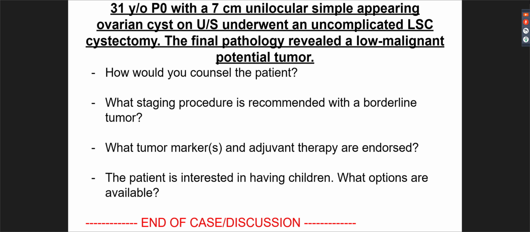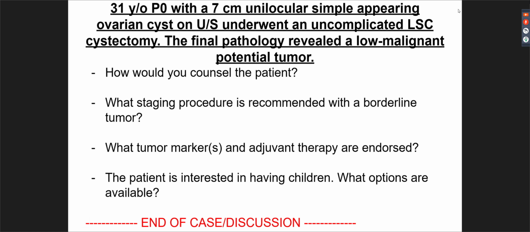Apparently, there's new evidence or data, and of course, you never say data on this exam, regarding the risk of recurrence of borderline tumor with postmenopausal hormonal therapy. Although some data suggest that hormone therapy is a risk factor for developing the disease. I found that interesting.